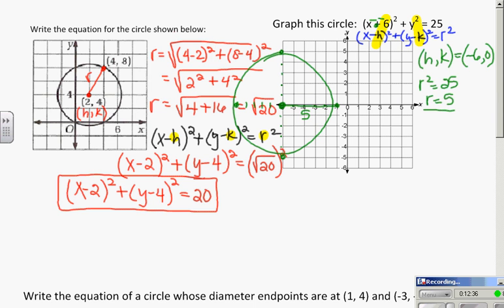That is the bulk of the circle lesson. Part 2 will cover completing the square.